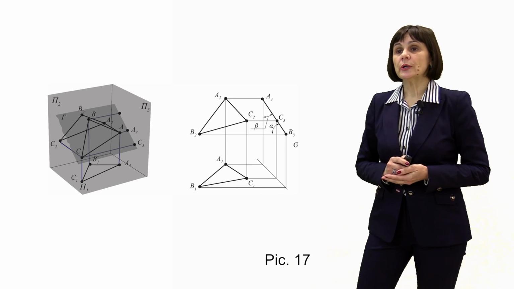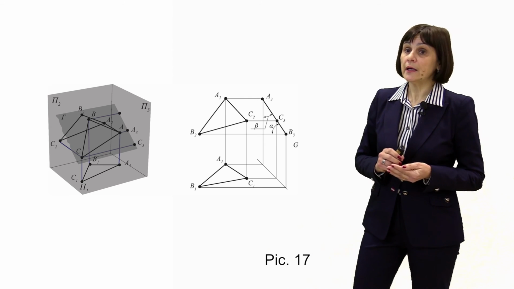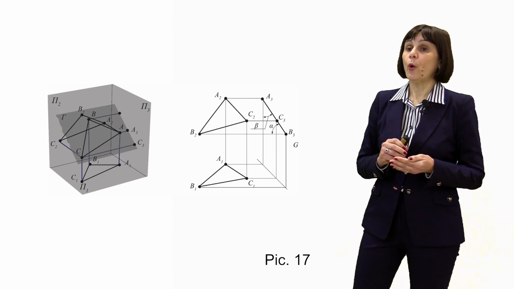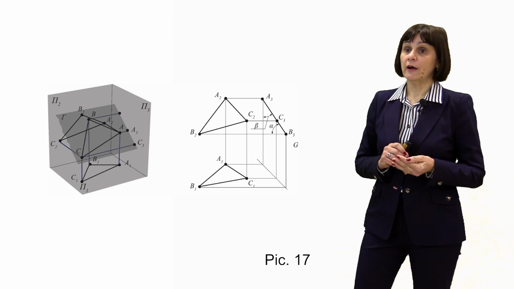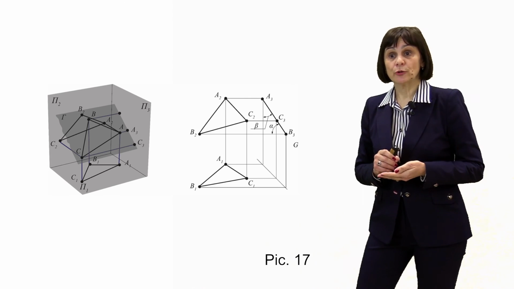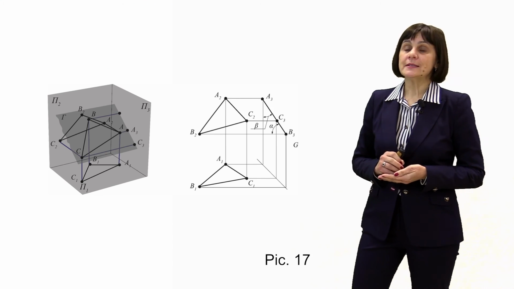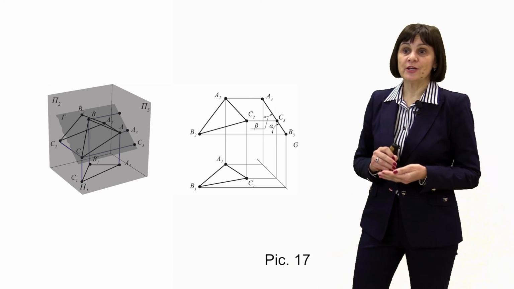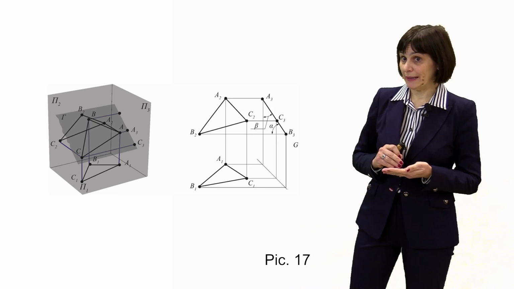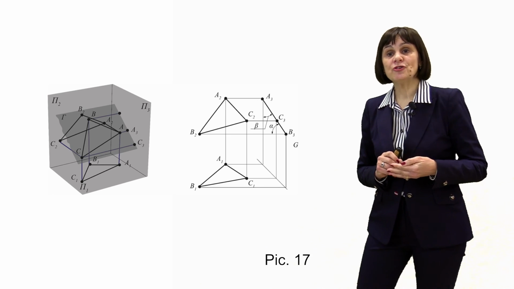We also can mark here the angle of inclination of this plane to the frontal plane and to the horizontal plane. It is angle alpha, the angle of inclination to the horizontal plane, and angle beta, the inclination angle to the frontal plane.